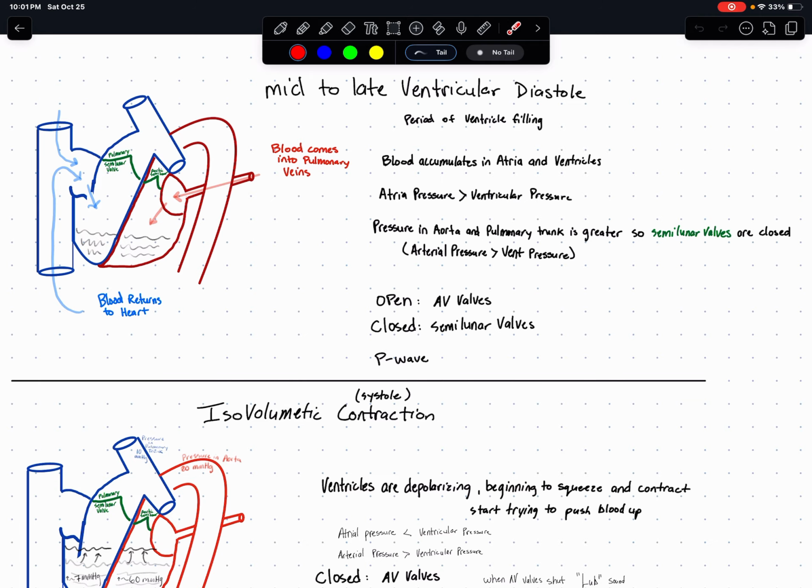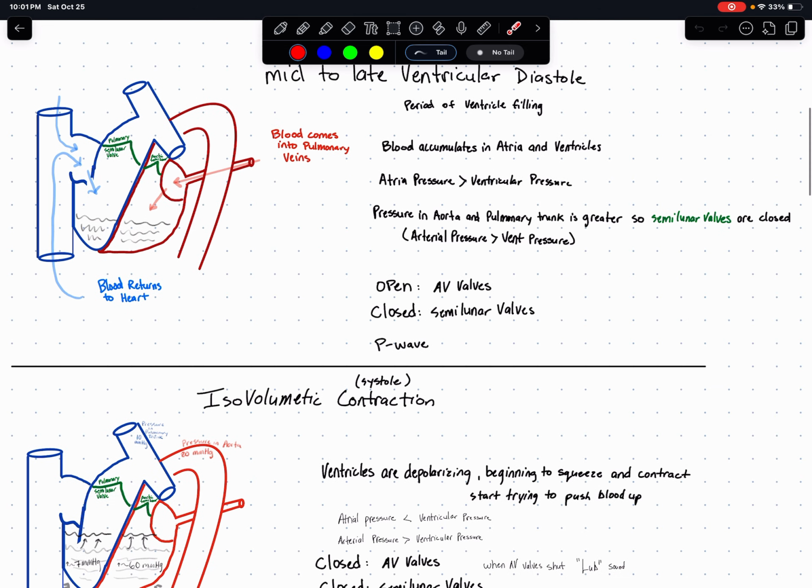Now we have the isovolumetric contraction of systole. The ventricles are depolarizing, beginning to squeeze and contract, trying to start pushing the blood up. But our atrial pressure is now less than our ventricular pressure because the ventricular pressure is starting to come up. Our arterial pressure, though, is still higher than our ventricular pressure. So now both valves are closed.